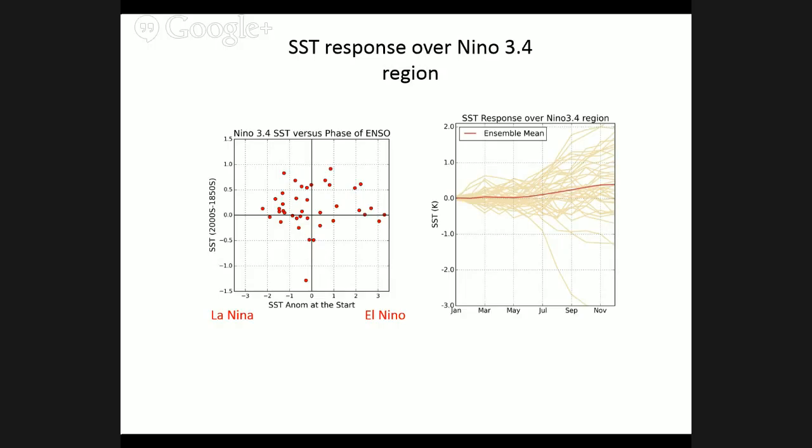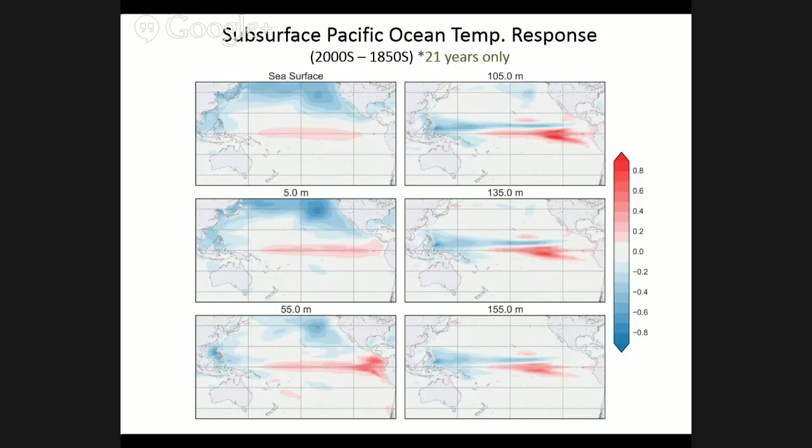Okay, so after talking all that, in this talk I'm just talking about this warming over the tropical Pacific that exists. Why is it existing? That's what we need to explore. So what I have plotted here is the subsurface temperature over the Pacific. This is the same sea surface temperature you have seen earlier. This is 5 meters, 55 meters, 105 meters, 135 and 155.